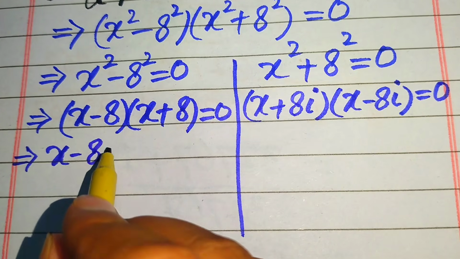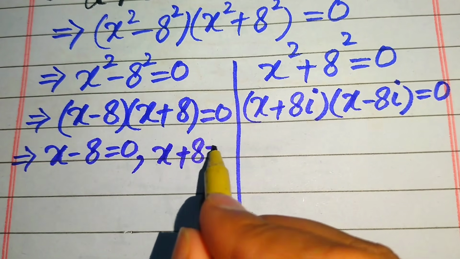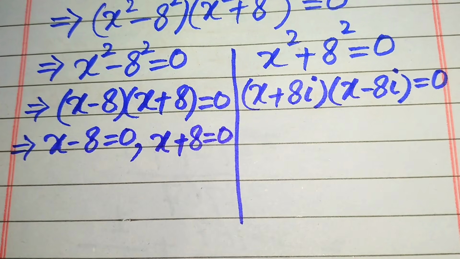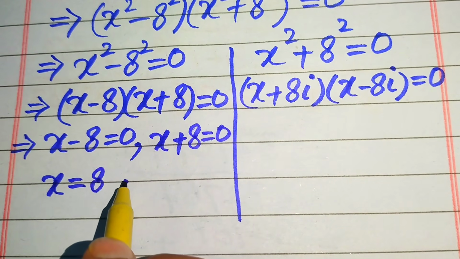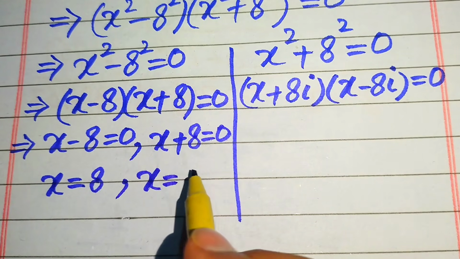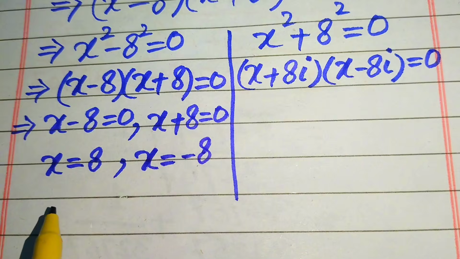So first we divide this equation into two cases. The first case is x minus 8 is equal to 0, and the second case is x plus 8 is equal to 0. From here we move minus 8 to the right hand side, and we get x is equal to 8, and from here we move plus 8 to the right hand side, and we get x is equal to minus 8.